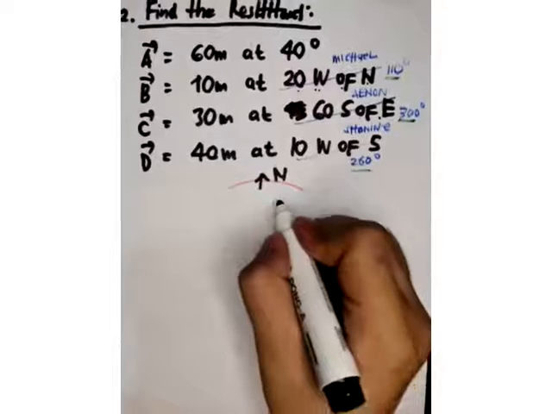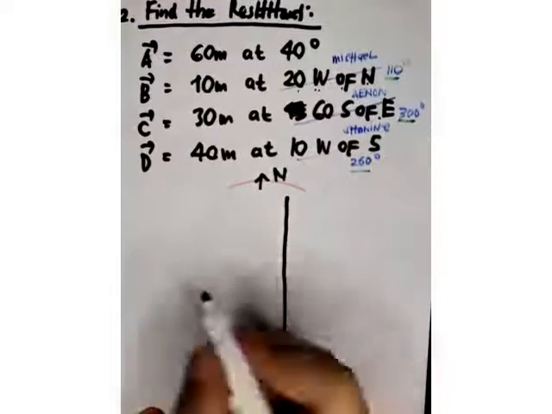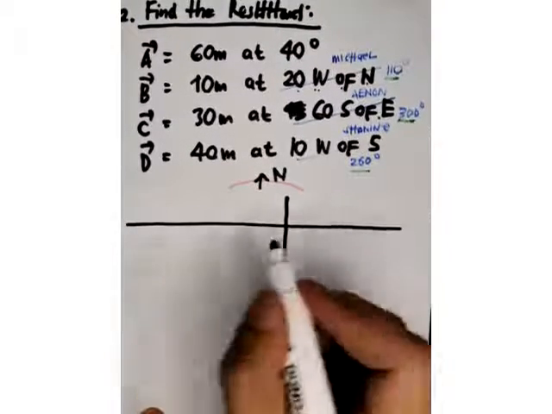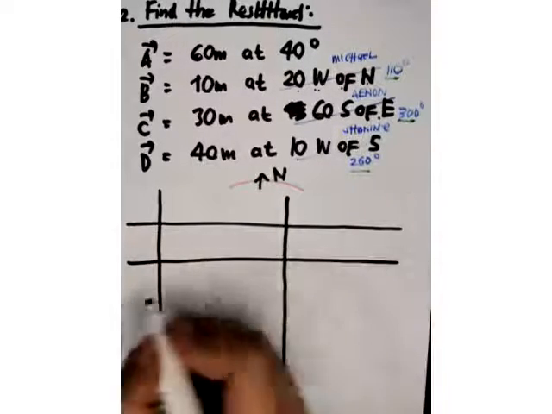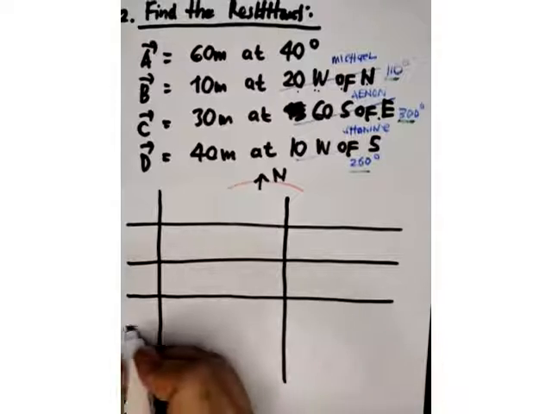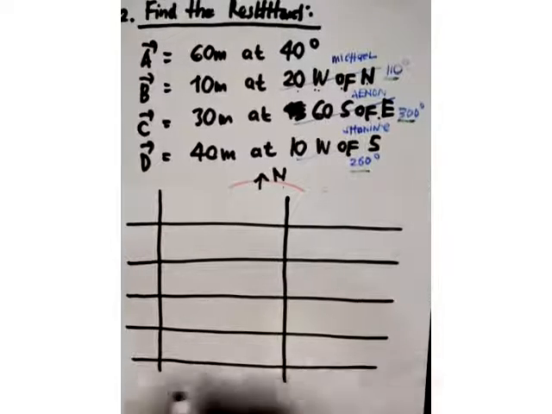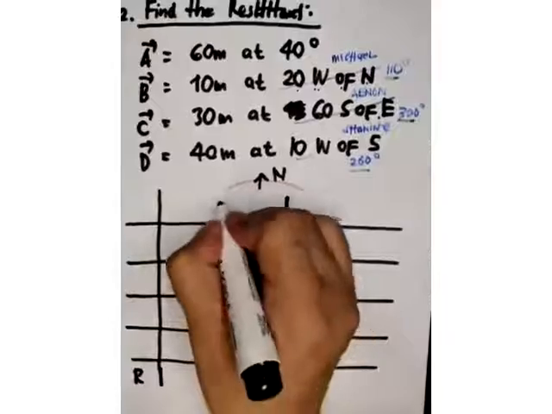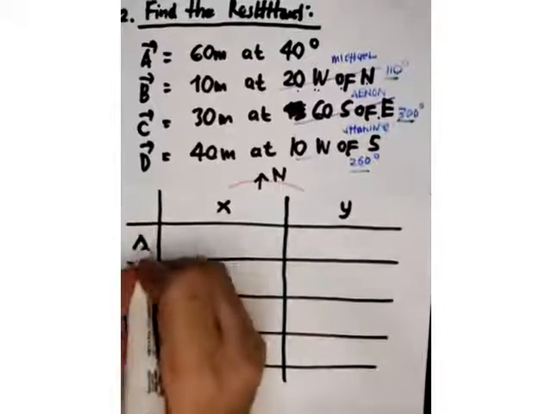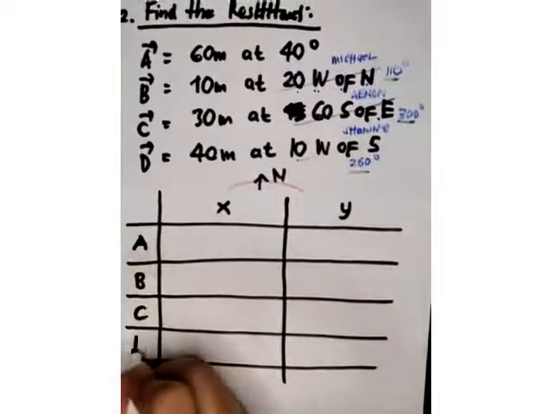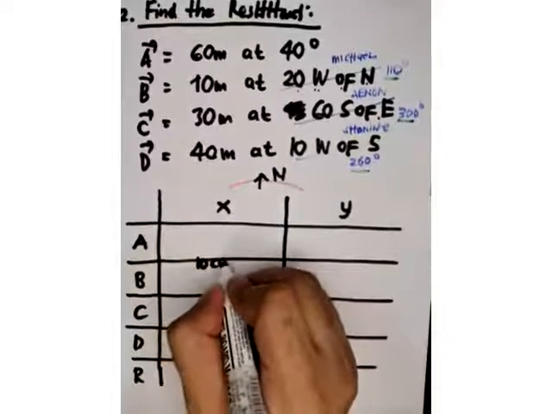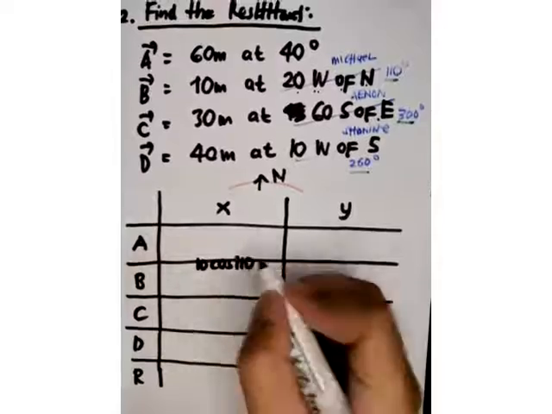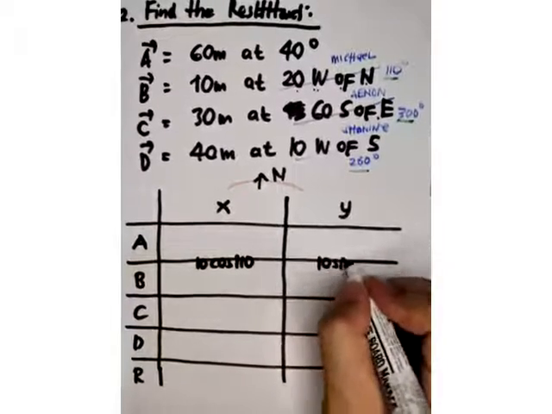So, ipa-plot na lang natin siya. So, okay, same kayo pa rin. Kunin nyo na yung ating mga components. Ayan. So, ito na yung R. So, ito yung X, Y. Ito yung A, B, C, D. Unahin na natin yung sa inyo. So, yung kay Michael, that's 10 cosine 110. And then that's 10 sine 110.